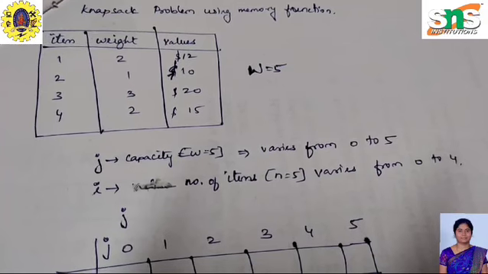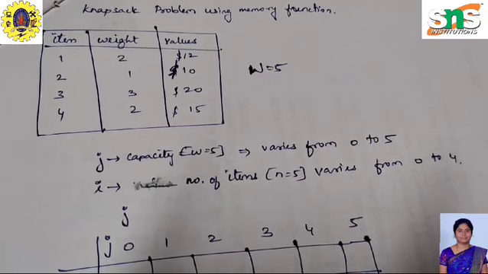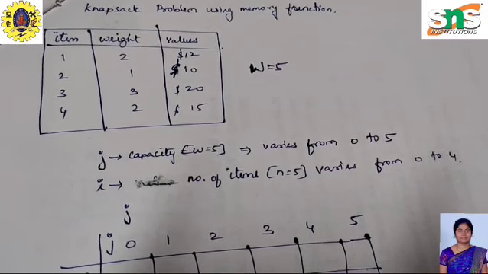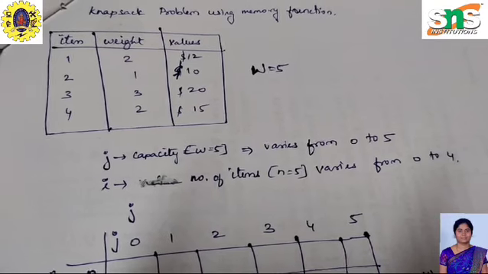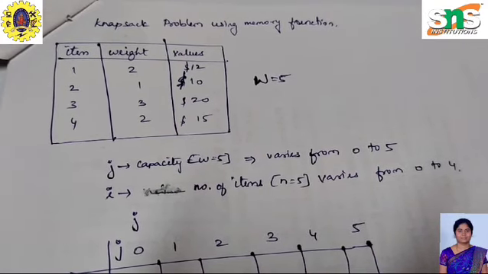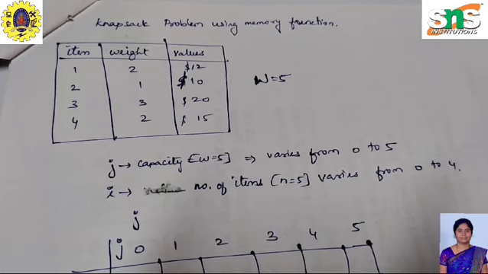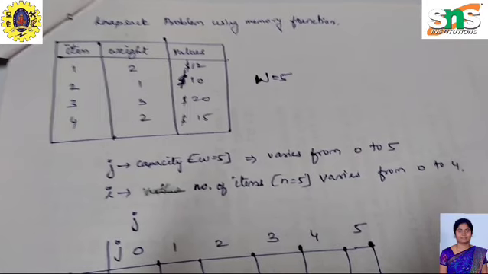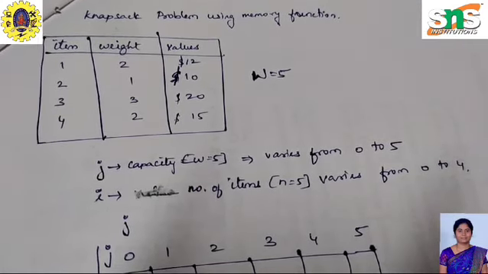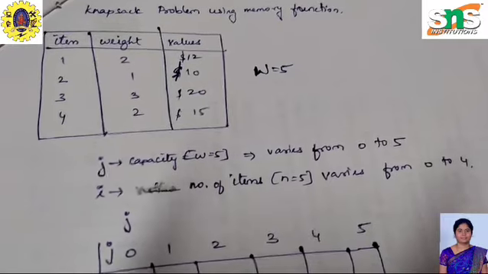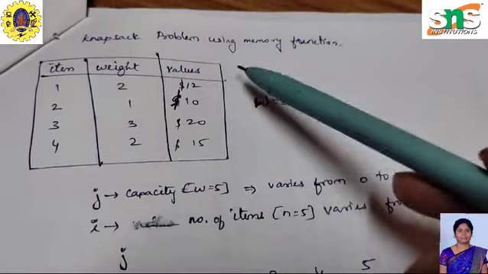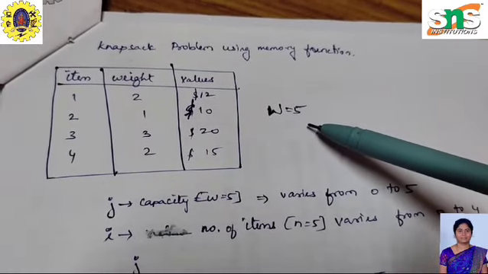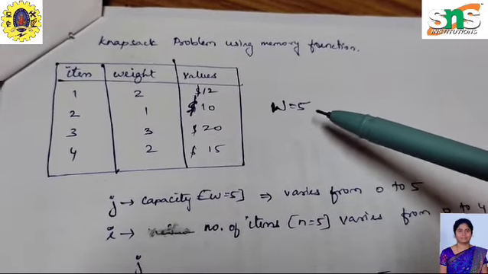Knapsack is nothing but taking the items which will give the maximum profit. That is the core concept, and it should satisfy the maximum capacity given for the problem. Here we have 4 items: 1, 2, 3, 4. The weight of the first item is 2, the second item is 1, the third item is 3, and the fourth item is 2, and the values for the respective items are mentioned here. The maximum capacity for this particular sum is 5.